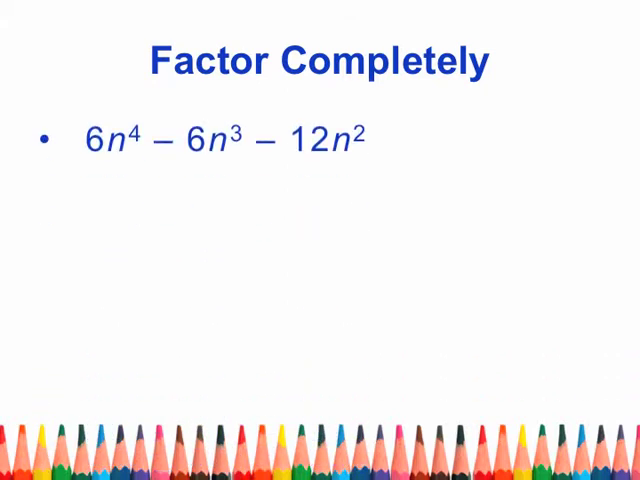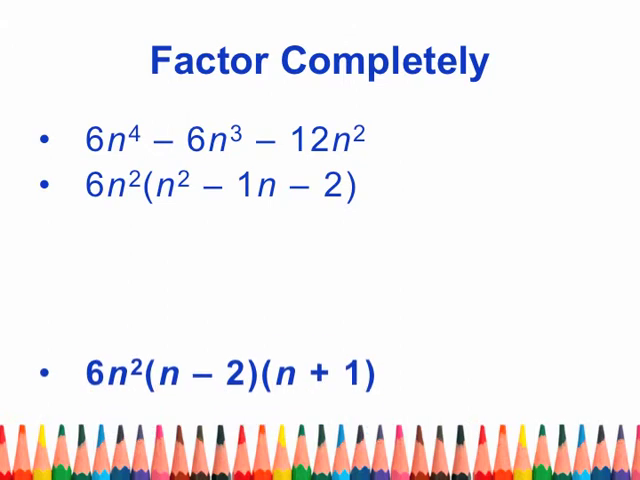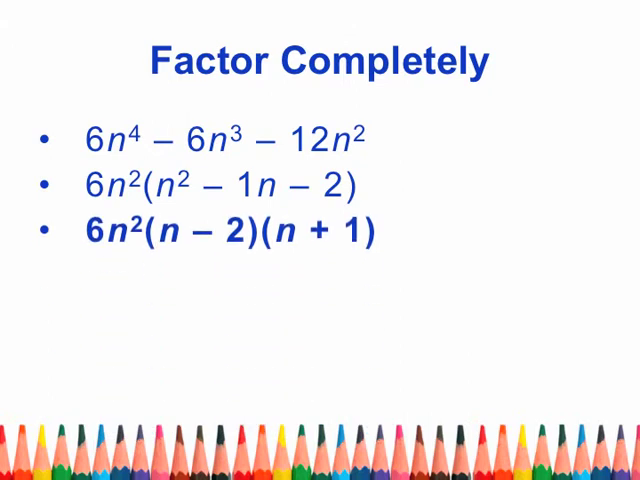Do you see what's common to all three terms in this trinomial? A 6n squared. Now take a look at the trinomial inside parentheses. To factor it, you're looking at the -2. What numbers multiply to equal -2, but add together to equal -1? It's -2 and +1, right? And there's your factored form.